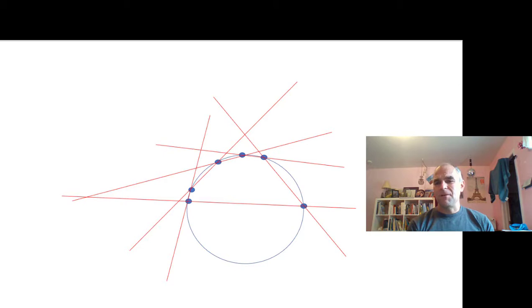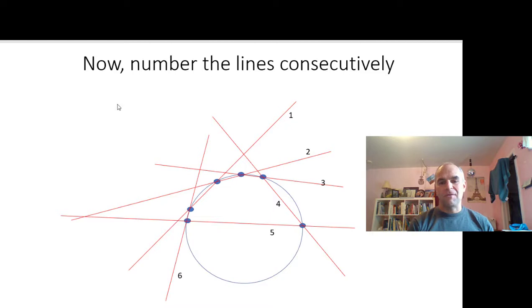is I want to number the lines. It doesn't matter where you start. Start numbering them anywhere, but just go consecutively. 1, 2, 3, 4, 5, 6. There are 6 lines, and I happen to pick number 1 to be this one right here, and number 2 is the one next to it.